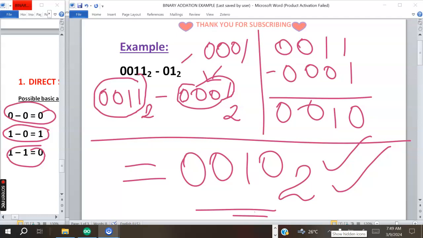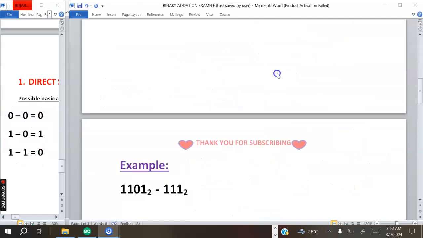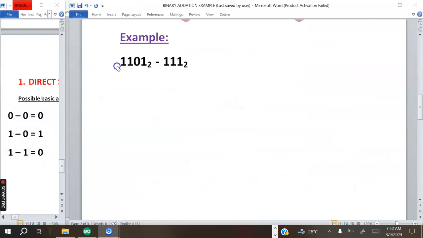Okay, let's move to our next example, where we have 1101 base 2 minus 111 base 2.